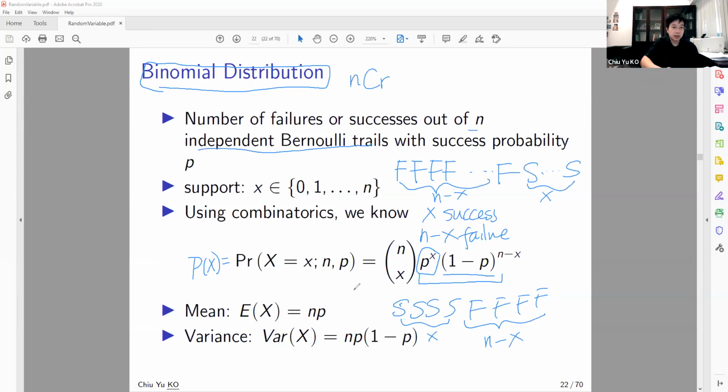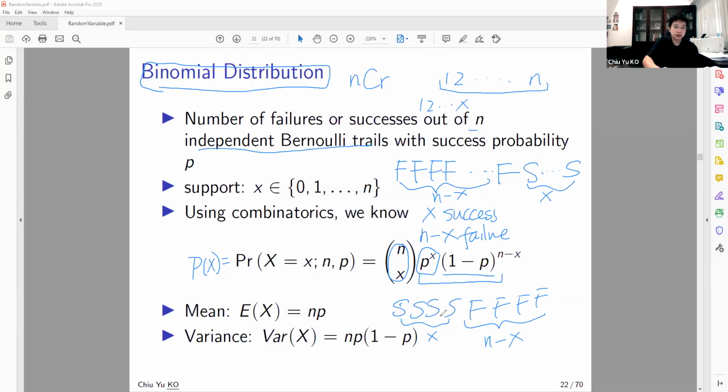The answer is nCx. Why is that the case? The reason is rather simple. Just consider you have 1 up to n numbers, and you call the outcome 1 up to x. It is just like drawing balls, 1 up to x.